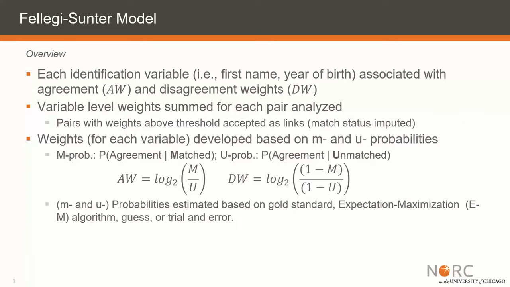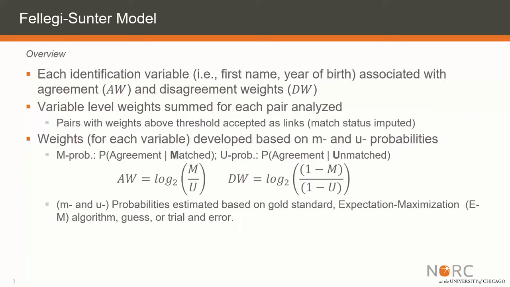But again, these are going to be fields which are more or less in common on the two files that are being linked to each other. And so for each of these identifiers, you are going to have an agreement weight, which we represent with AW, and a disagreement weight, DW. We'll talk a little bit about how those are estimated later on in the talk.